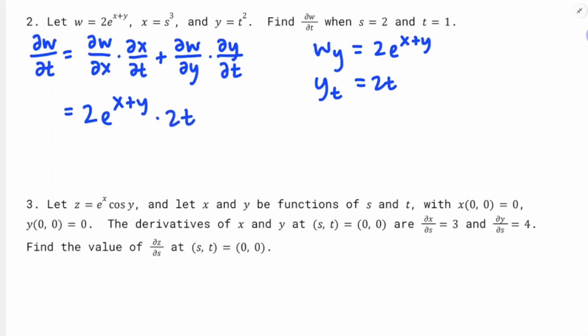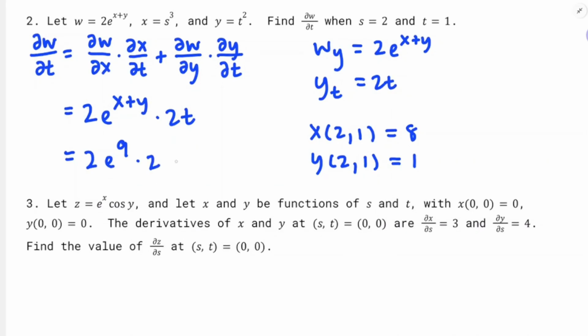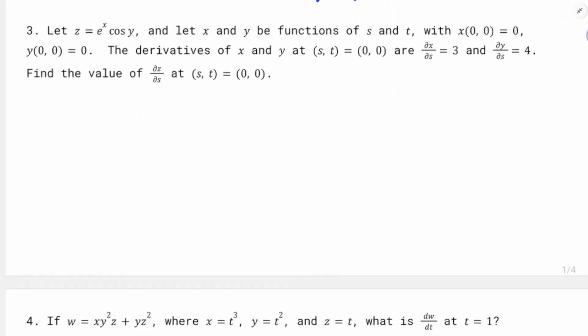We've got the values of s and t, but we don't have x and y, but we can calculate those using the formulas they gave us. So this is 2e to the, x of 2 and 1 is s to the third, where s is 2, so that's 8, and y, where s is 2 and t is 1, is t squared, which is 1. So 2e to the 8 plus 1 multiplied by 2t, so 2 times 1, and that would be 4e to the 9.